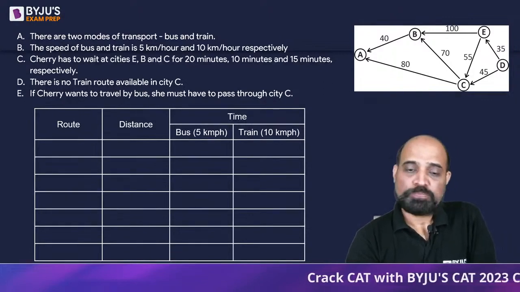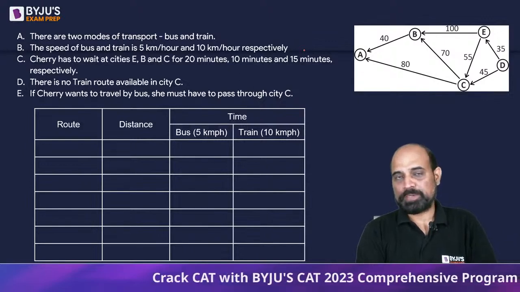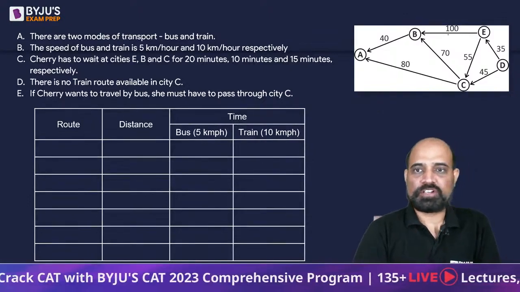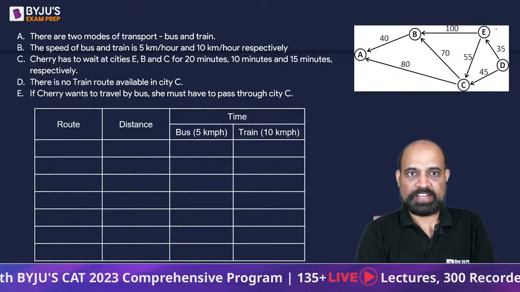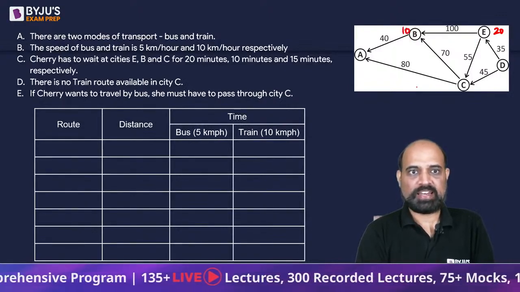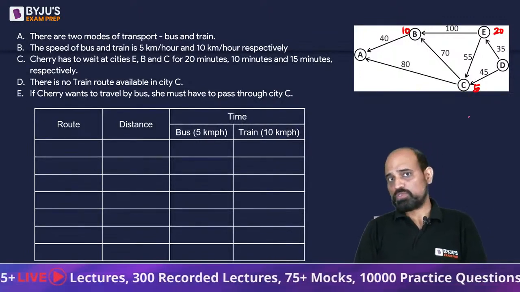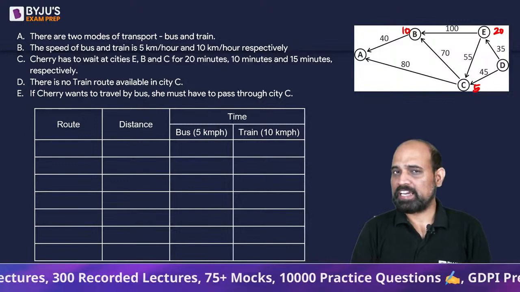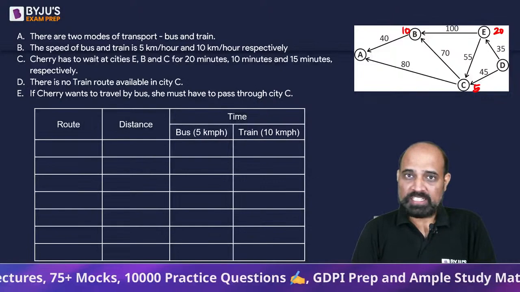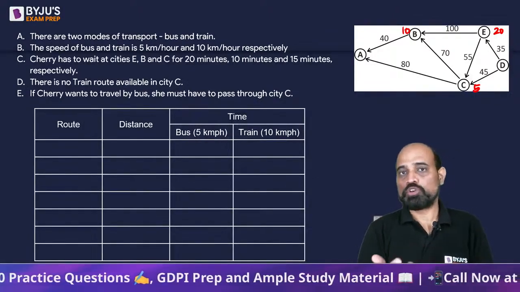So there are 2 modes of transport, bus and train. The speed of the bus is 5 km per hour and 10 km per hour. Cherry has to wait at cities E, B and C. At city E, it's a wait of 20 minutes. At city B, there is a wait of 10 minutes. And at city C, there is a wait of 5 minutes. Right? So there is no waiting time at D and A. There is no train route availability in C. And if you have to travel by bus, you will have to go via C.